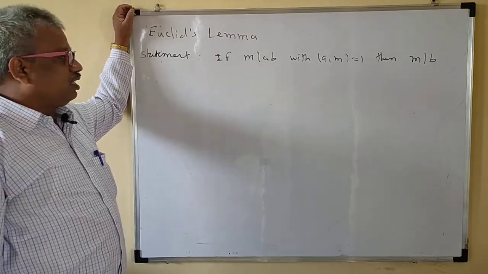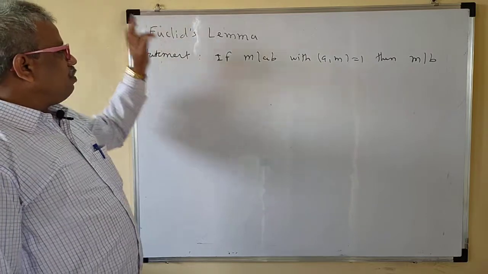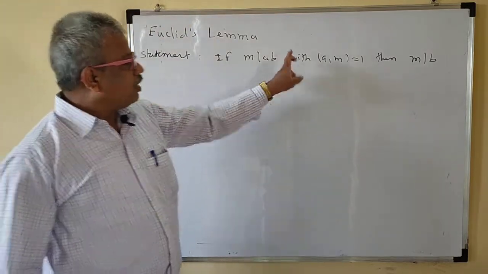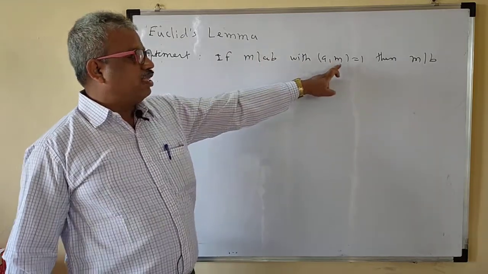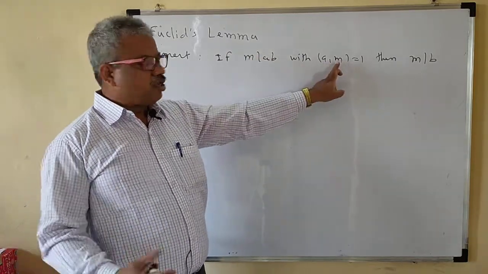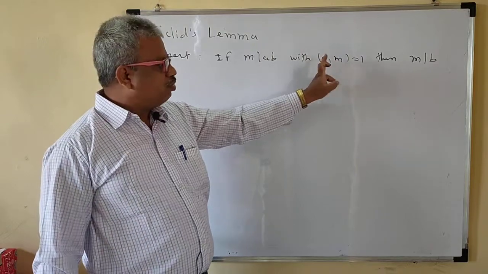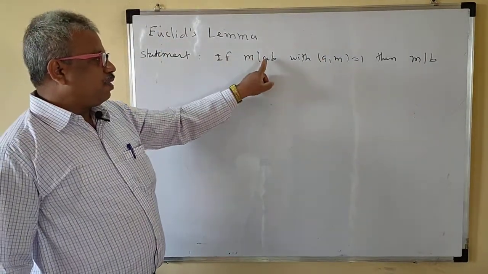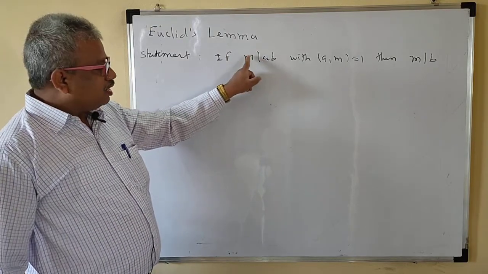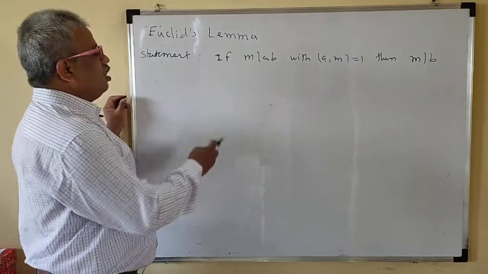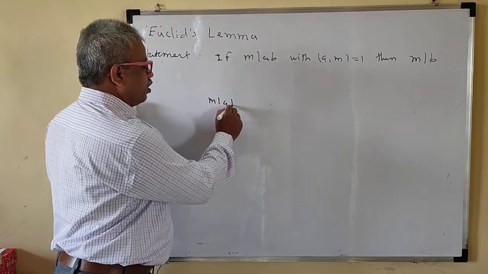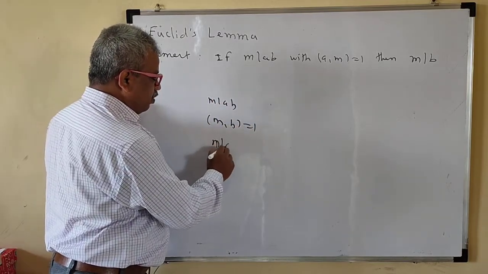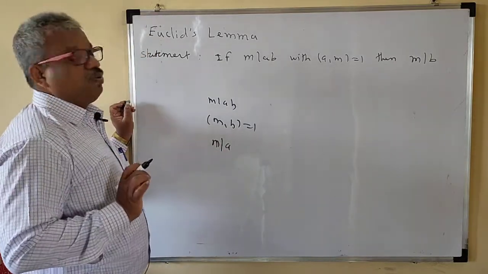That is Euclid's lemma. So what is Euclid's lemma? The statement is: if M divides AB, such that GCD of M and A is 1, then M divides B. GCD of A and B is the same as GCD of B and A, no problem. So that means if M divides the product and the GCD of M and one of the numbers is 1, then M divides the other. Suppose M divides AB and GCD of M and B is 1, then M divides A. So this we want to prove.